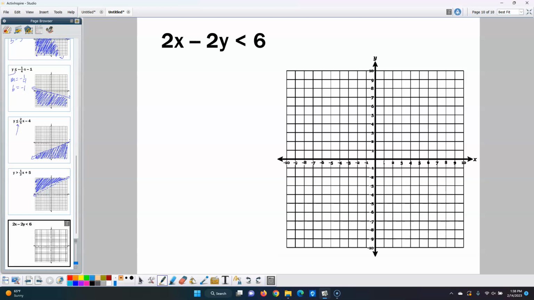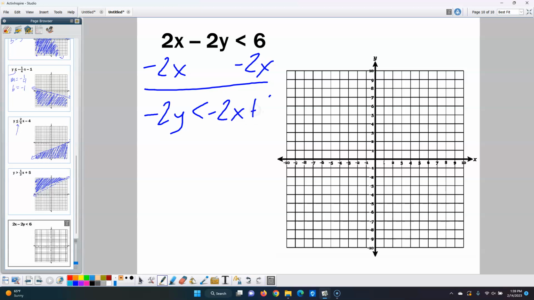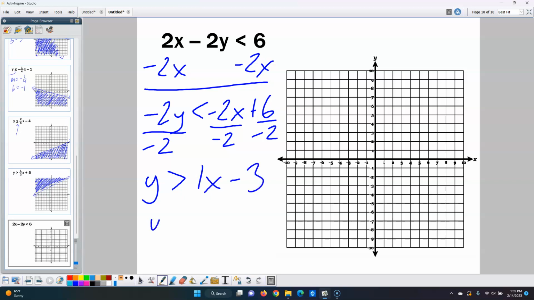Last one here. This is written in standard form, not slope-intercept form. So what I'm going to do is put it in slope-intercept form. I'm going to subtract the 2x. That's negative 2y is less than negative 2x plus 6. And then I'm going to divide everything by negative 2. And I have to remember when I divide by that negative, what do I do? Got to flip the sign. Negative 2 over negative 2, that's just 1x. You don't even have to write the 1. Minus 3.